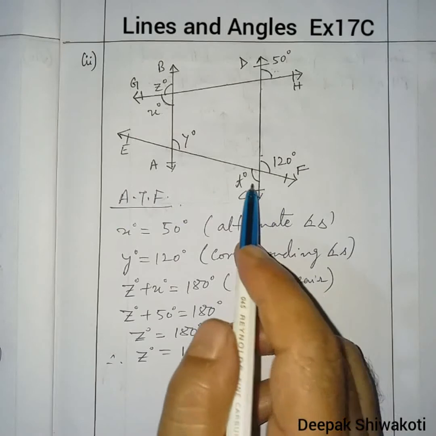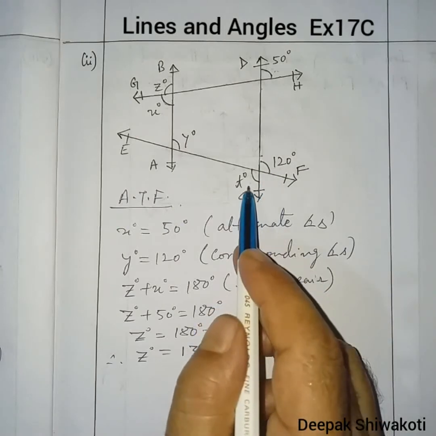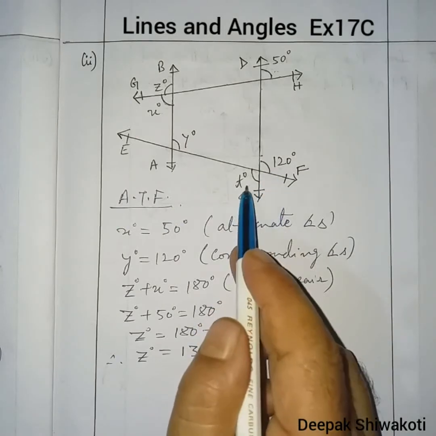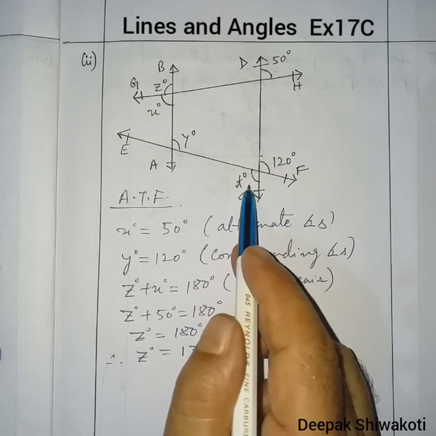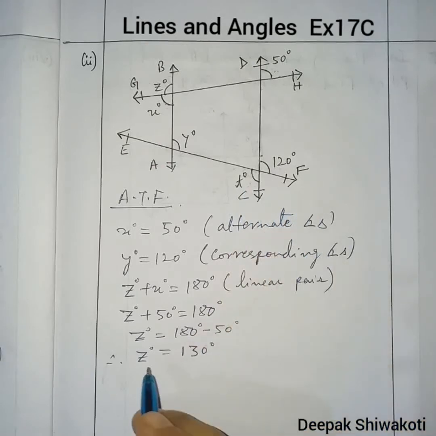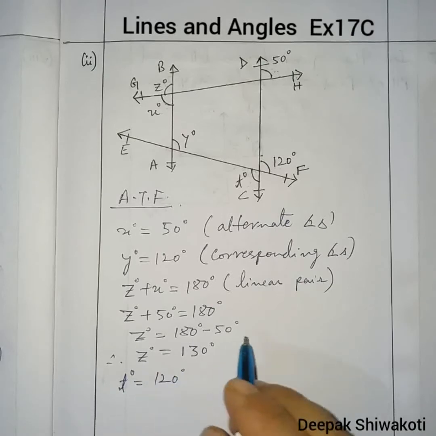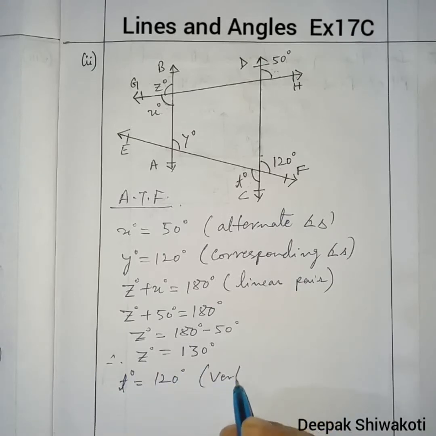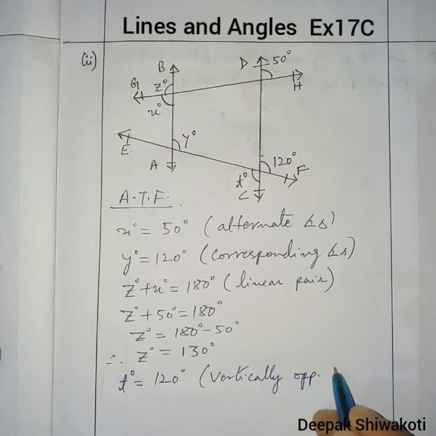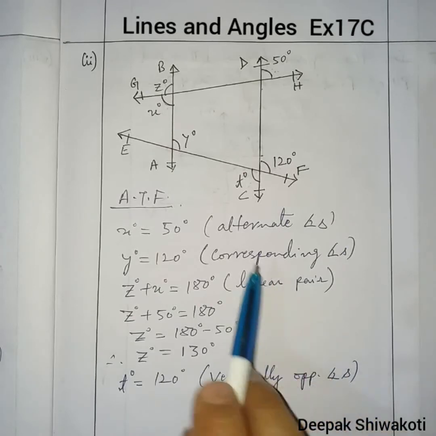Now t is just vertically opposite to this 120, so the value of t will be equal to 120 only. So t degree is equal to 120 degrees. Why? Because vertically opposite angle according to the figure, isn't it?